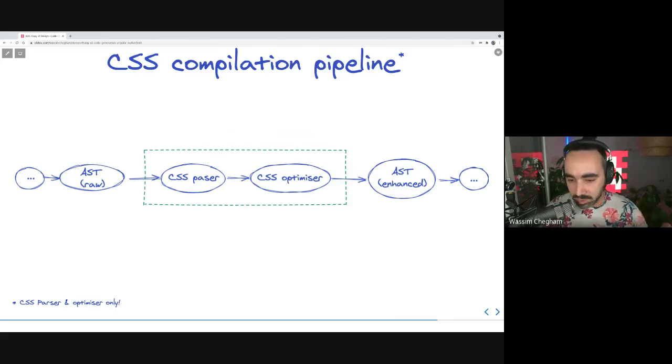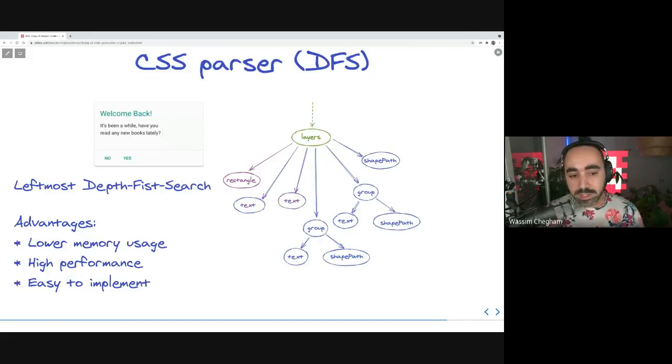Because the Sketch application uses its own styling information. It's not CSS, it's different style information. So we had to write a CSS parser and also a CSS optimizer in order to generate valid CSS code for the web. So basically for each layer, we had to recursively visit all the nodes in order to extract the style information and convert that into valid CSS. And here we applied the infamous leftmost depth first search algorithm because it was more efficient.